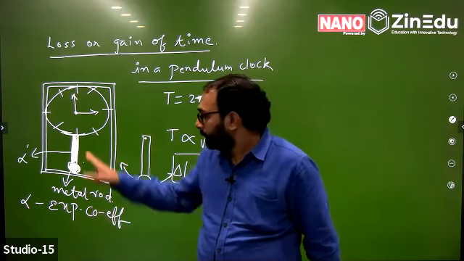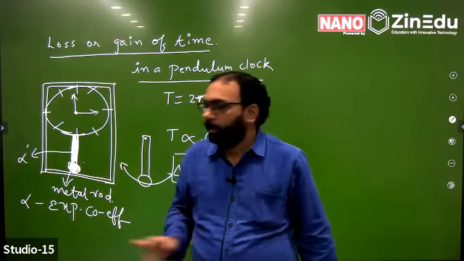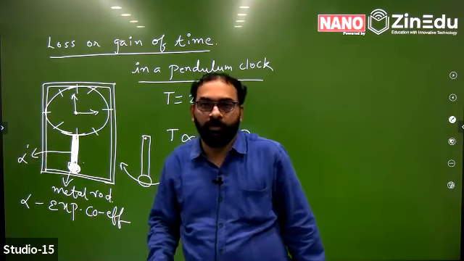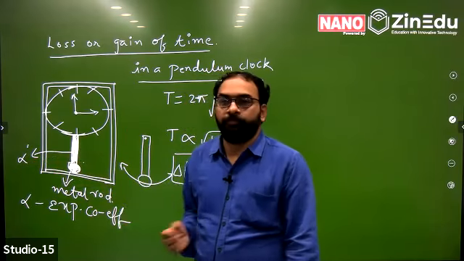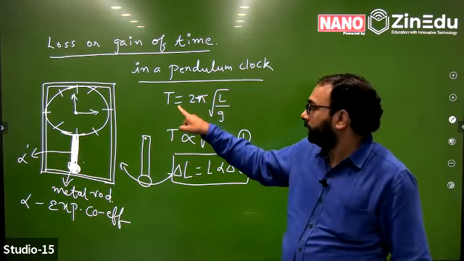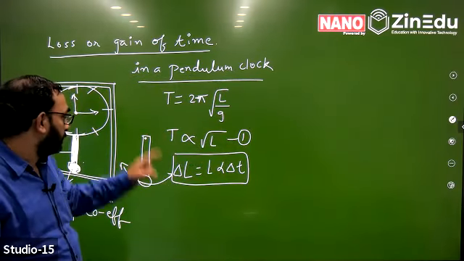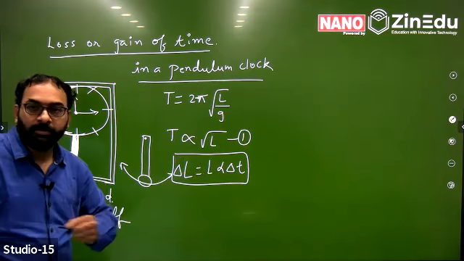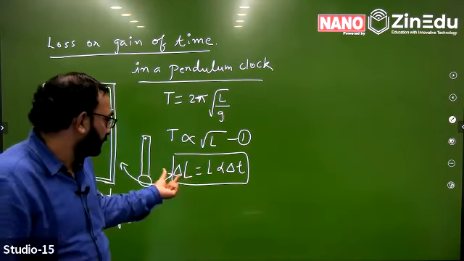What application? This is a point where the rod is made up of some metal, and it has an expansion coefficient alpha. As the rod oscillates, the time period of oscillation of the rod depends upon the length. So T equals 2 pi root L by g, and time period is directly proportional to root L. This length of the rod definitely changes as it expands or contracts, which is called linear expansion, and this expansion is delta L equals L alpha delta T.